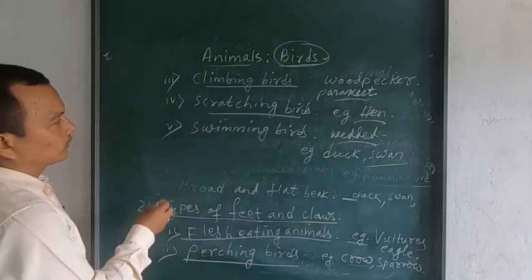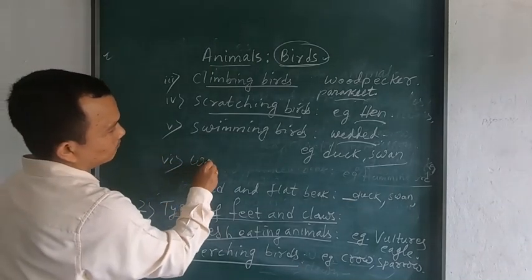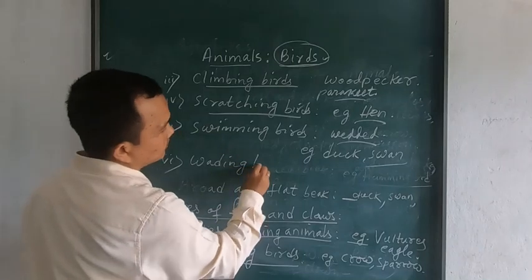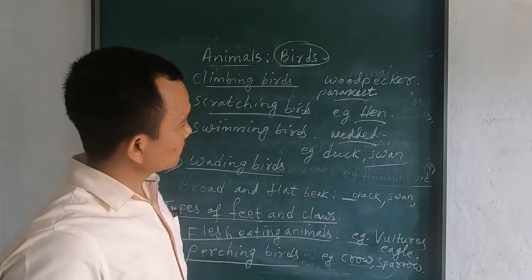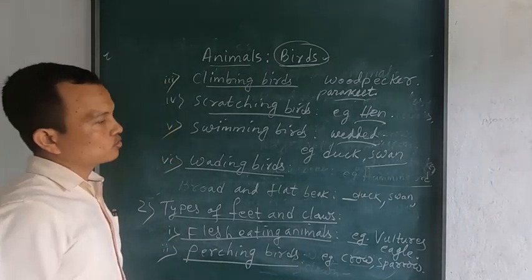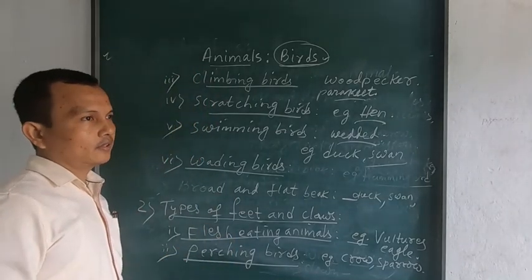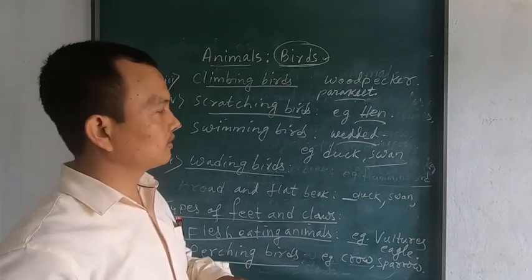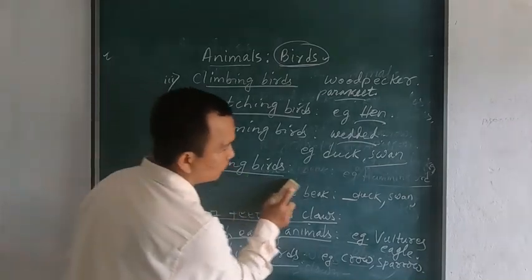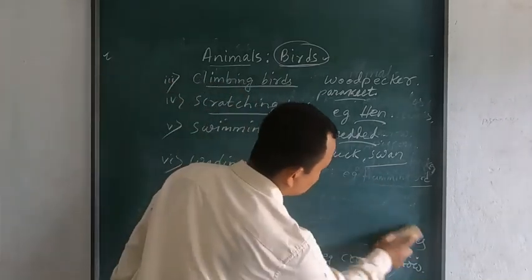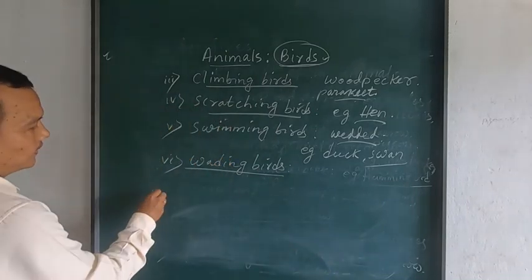Now, one more point we can add, wading birds. Wading birds have long legs which help to walk in muddy water. Alright? It helps to walk in muddy water, and when it walks, its body doesn't get wet. So these are the few points we can discuss on the feet and claws of birds.